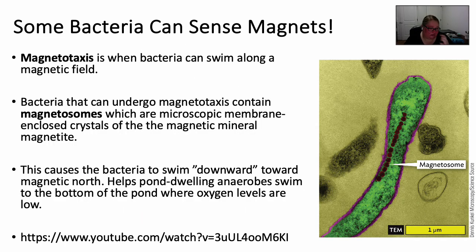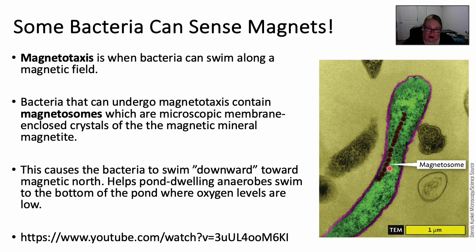Okay, what's really cool is we have some bacteria that can detect magnets. Some bacteria go through what we call magnetotaxis. Magnetotaxis is literally when a bacteria can orient themselves to a magnetic field and use it to swim in a very particular direction. In order to do this, bacteria have to have what are called magnetosomes. They're little pockets of magnetic crystals that are found inside the cell.